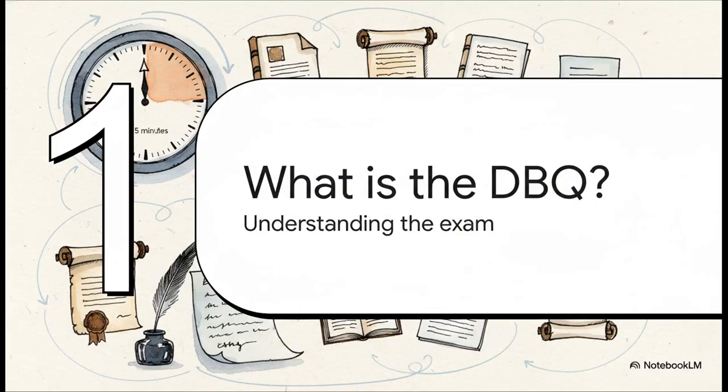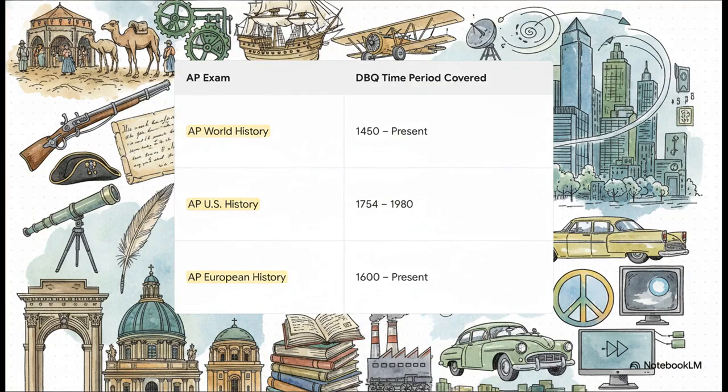First things first, let's get the logistics down. The whole DBQ task is 60 minutes. You get a recommended 15 minutes just to read and plan, don't skip this, and then 45 minutes to write. In that hour, your mission is to use those 7 documents to answer one single prompt with a clear, argument-driven essay.